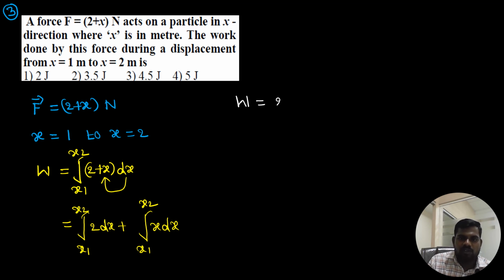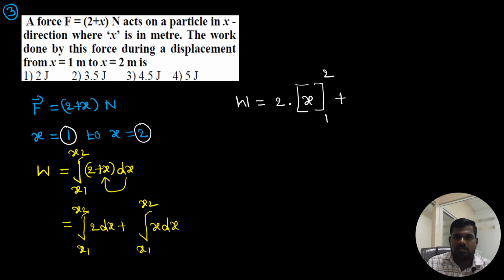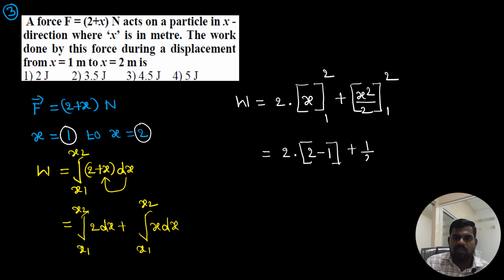Now 2 is the constant. Integration of dx is nothing but x. So I will get the value here. Points are given, 1 comma 2. So 2x plus integration of x, which is x square by 2. Limits are again the same, 1 to 2. That is equal to 2 into (upper limit 2 minus lower limit 1), plus 1 by 2 is the constant.